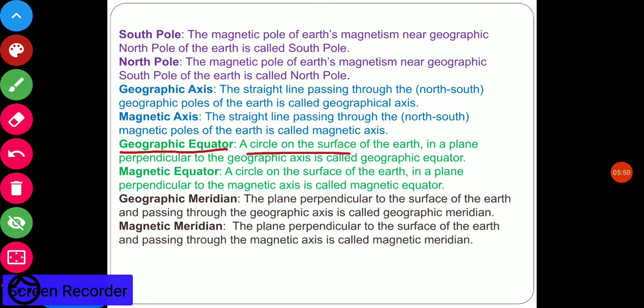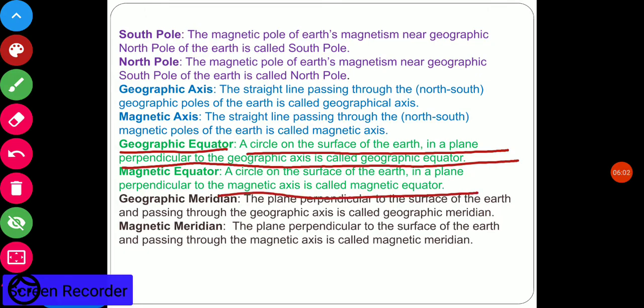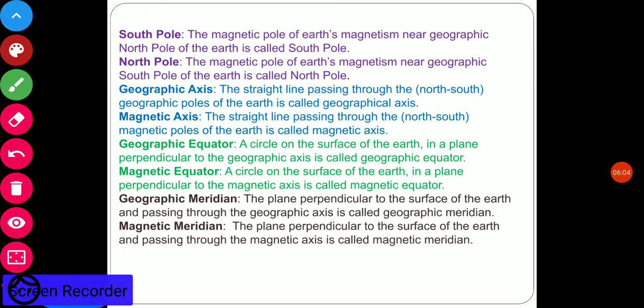Equator means a circle on the surface of the Earth. A plane perpendicular to the geographic axis gives the geographic equator, and a plane perpendicular to the magnetic axis gives the magnetic equator. So basically the equator is the circle on the surface of the Earth.